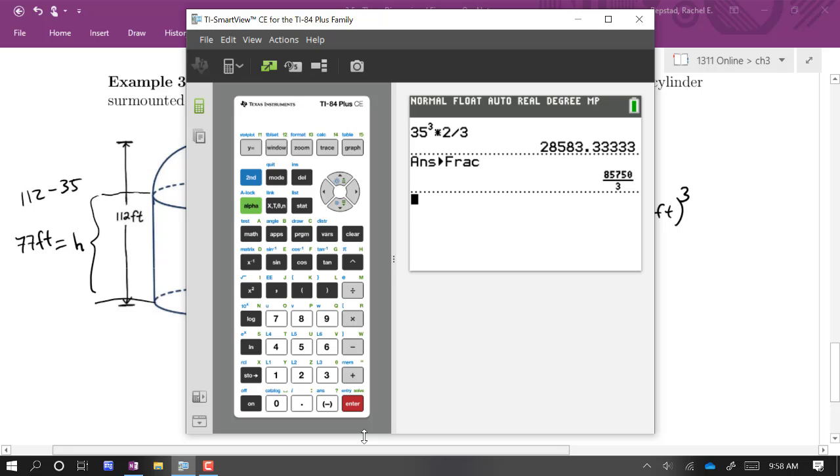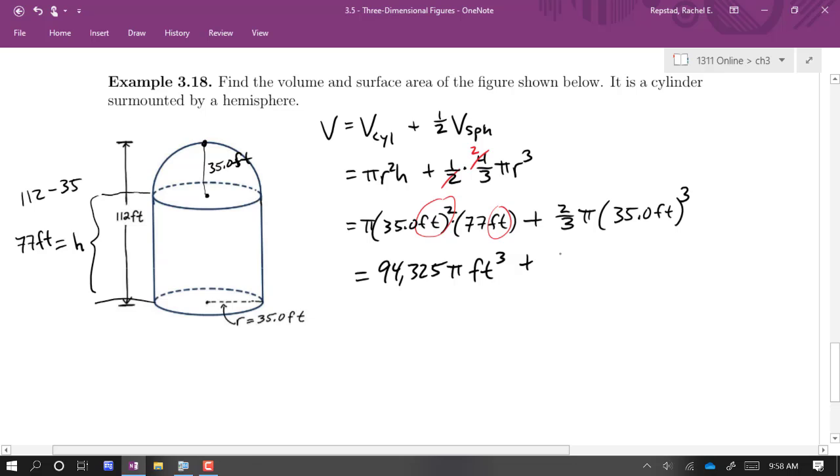If you do that and it just gives you the decimal right back, it's probably because the value you started out with is irrational and can't be written as a fraction. But here we have the nice fraction, 85,750 over 3. And of course, if you wanted to just use the decimal that we found, that's fine too. We can get an exact volume.